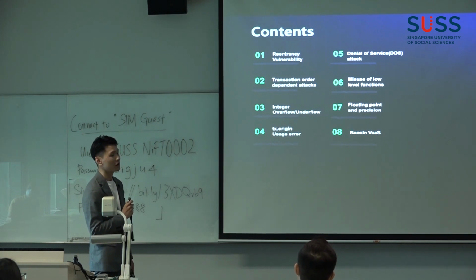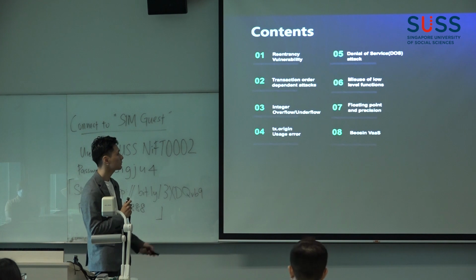And the fifth one is denial of service attack. And the sixth one is misuse of low-level functions. And the seventh one is floating point and precision.